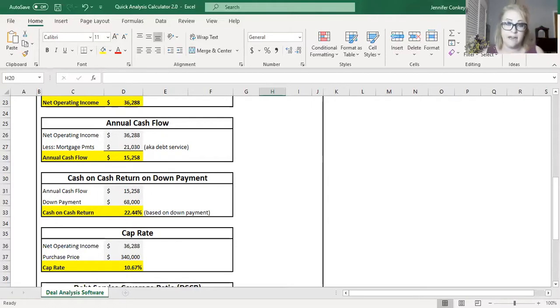I mean, it's been like 16 years, but I'm a CPA, so I'm a numbers nerd. So anyway, I built a little amortization thing in there, and the mortgage payments are basically coming out. Okay, so we have the net operating income there, less the mortgage payments equals annual cash flow.